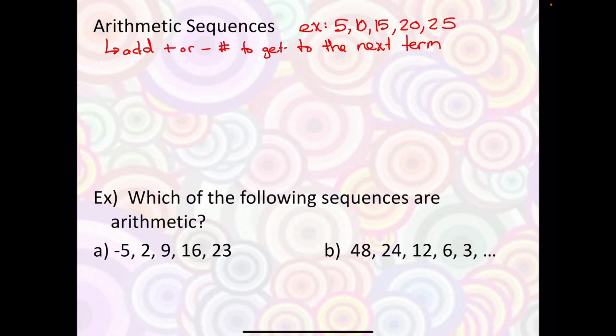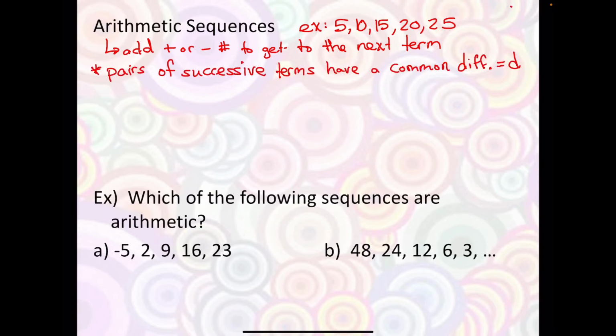That means the pairs of successive terms have a common difference, which we call D. This means that no matter which two consecutive terms you pick, they will always have a difference of D. And in this example, 15 minus 10 is 5. 20 minus 15 is 5. 25 minus 20 is 5. No matter which two successive terms you pick, if you subtract them, the difference will always be the same, 5 in this case.